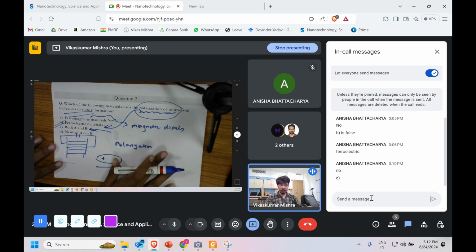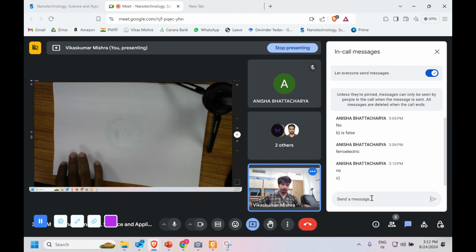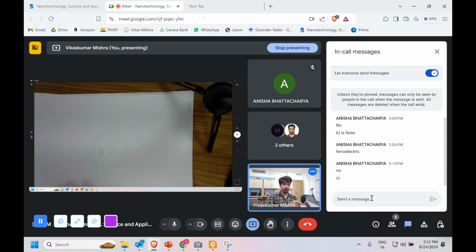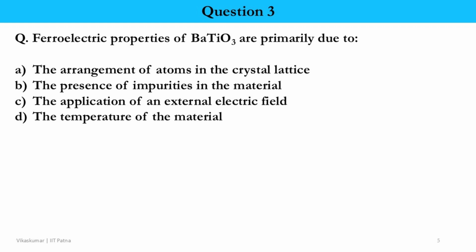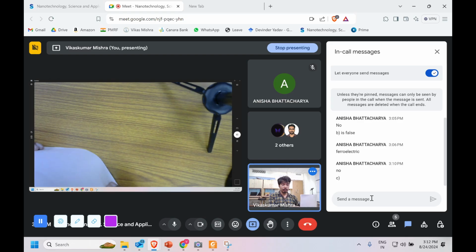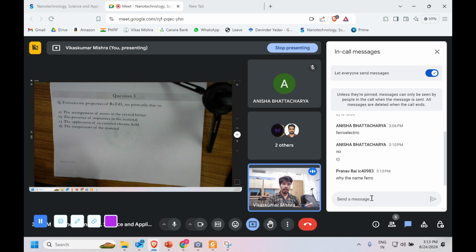Let me know if there is any doubt in this question number 2. Okay, since there is none, let's move to the next question, question number 3. This question is telling about the ferroelectric properties of BaTiO3. We have studied about BaTiO3. Why the name ferro?